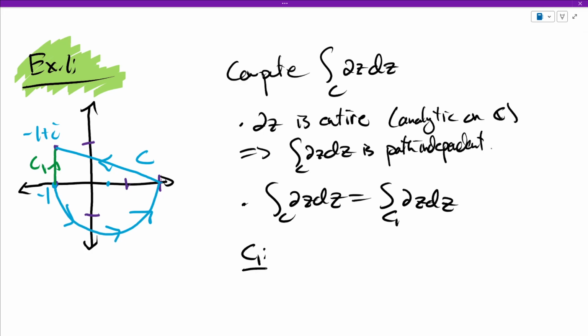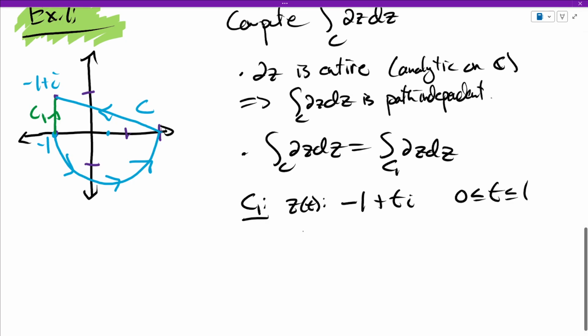Well, with C1, you have a constant real part of -1, and then your imaginary part needs to increase from 0 to 1. So if we just stick a t on our I and let that vary from 0 to 1, this will do it. All right, so let's do exactly that. Plug our parameterization in.